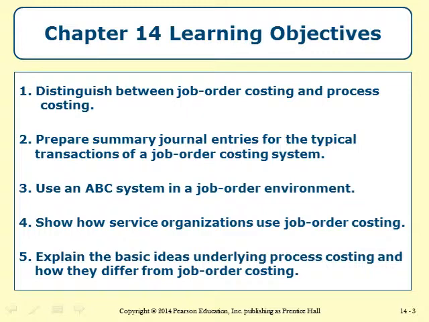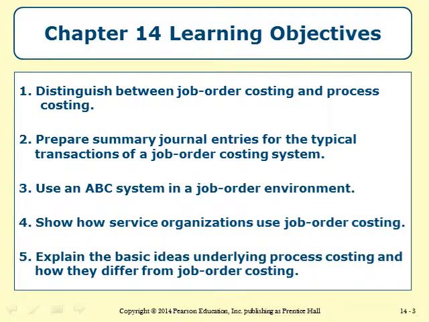When we finished with this discussion, we should be able to distinguish between job order costing and process costing and what the differences are between those two different approaches to costing products or services. We should be able to prepare summary journal entries for the typical transactions of a job order costing system. We should be able to use an ABC or activity-based costing system in a job order environment. We should be able to understand how service organizations use job order costing, that is, organizations that don't provide a tangible product per se, but a service.